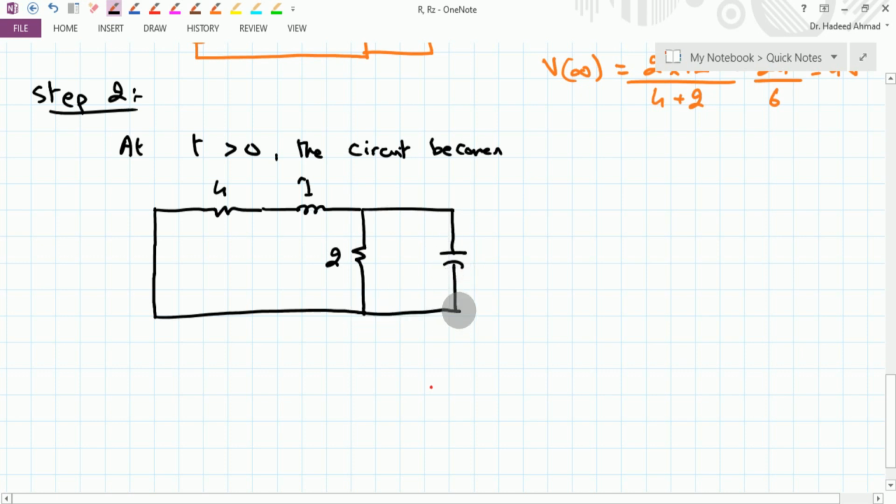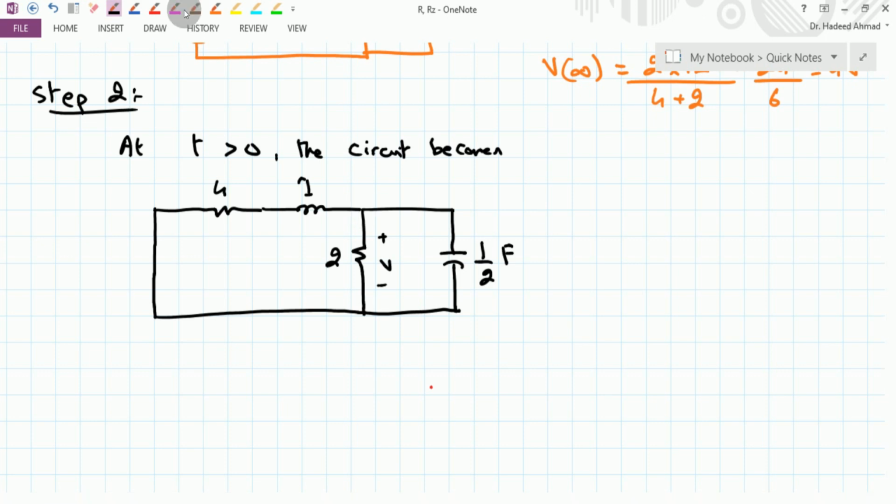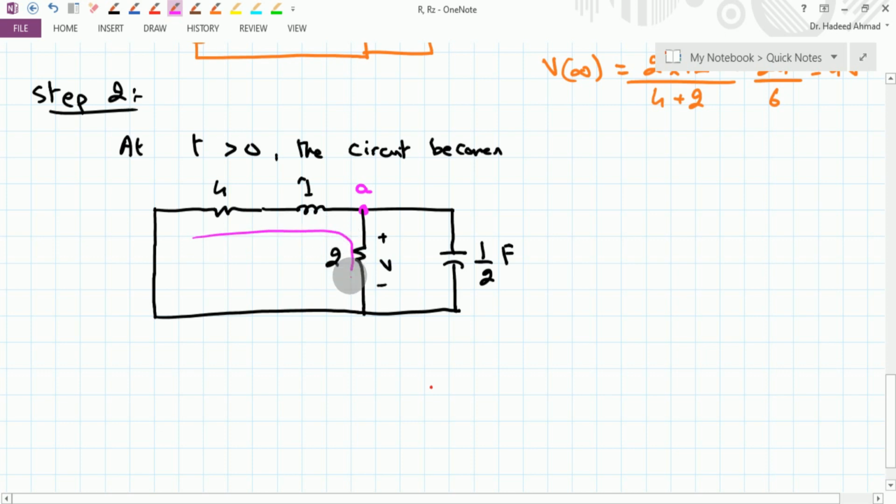So we have deactivated the source as given in this step 2. We have this plus 1 is V, this is 4, this is I. So now we will have to apply the Kirchhoff's laws on this circuit to find out the transient response. And for that, we will apply the KCL at this node A, and we will apply the KVL here in this loop.